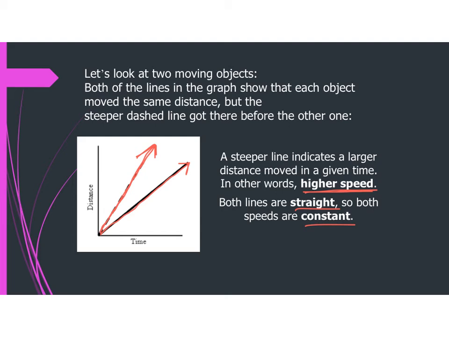Same thing applies if the line was more like this, down here. You're still increasing, but you're not going as far as time is passing by. But any of these lines are still straight and constant. You're still going a distance, but you may take more time to do it.